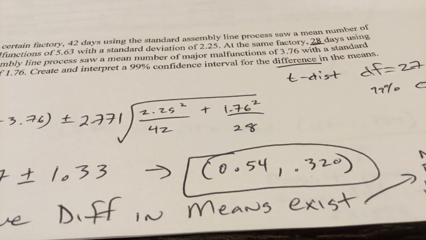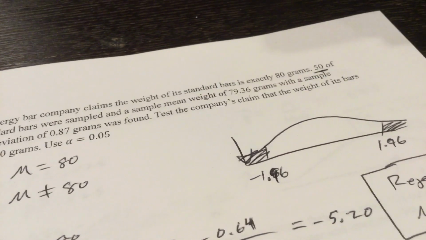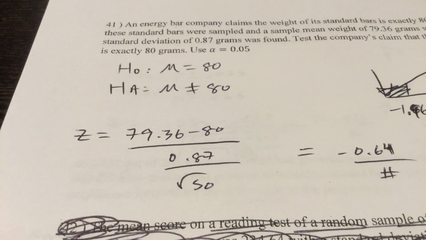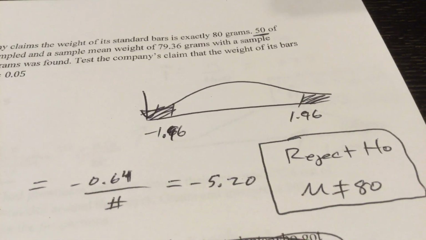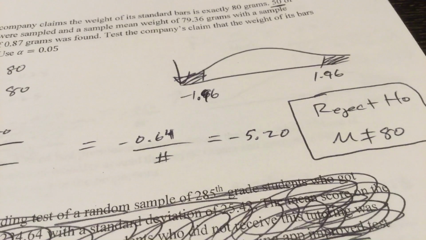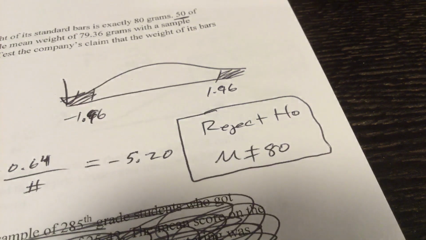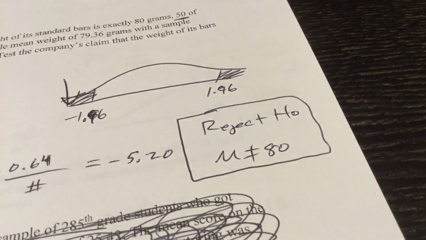All right, folks, next page. 41. Energy Bar Company claims it's exactly 80. 50 were tested, so that allows you to use Z. Okay, exactly 80 equals 80, does not equal 80. That is a two-tailed test. So 95% confidence interval. If alpha is 0.05, your test statistic, negative 5.20. You definitely reject H0, the null hypothesis. The mean is not 80.